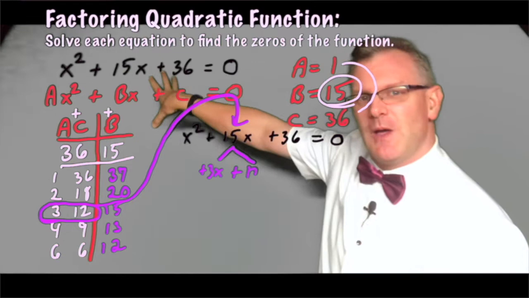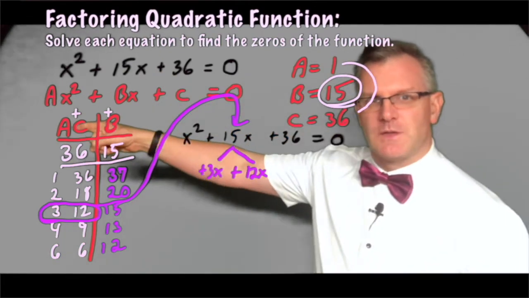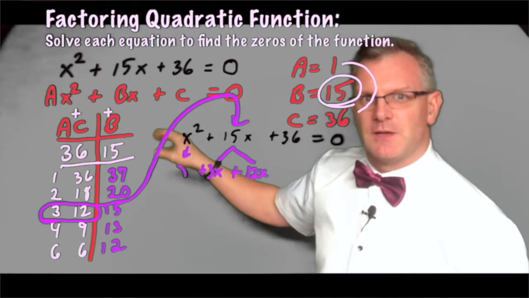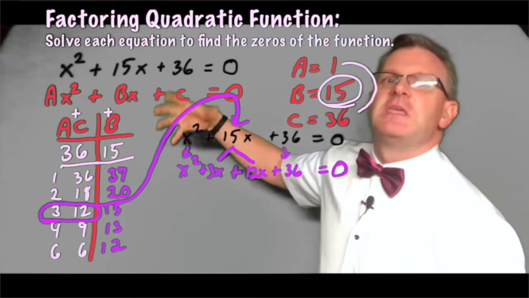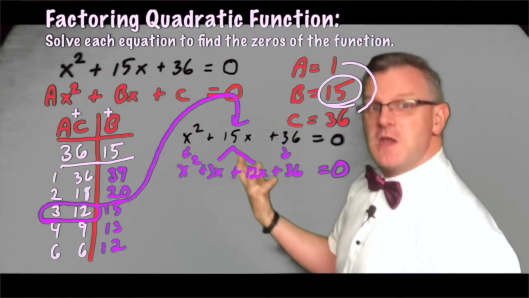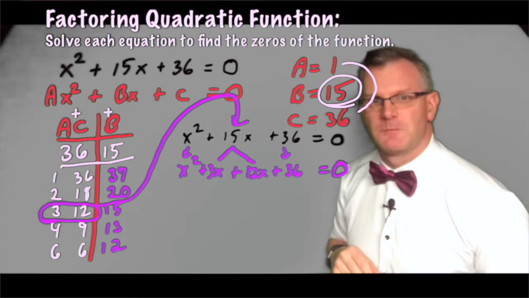I'm going to split it up into positive 3x and positive 12x. So would you agree that 3x plus 12x equals 15? Yes. So we're just writing it in a different way. Bring down the x squared, bring down the 36.